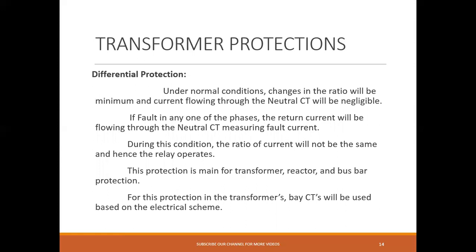Under normal conditions, changes in the ratio will be minimum and current flowing through the neutral CT will be negligible. If there is a fault in any of the phases, the return current will be flowing through the neutral CT, measuring fault current. During this condition, the ratio of current will not be the same and hence the relay operates. This protection is meant for transformer, reactor, and busbar protection. For this protection, in the transformers, CTs will be used based on the electrical scheme.